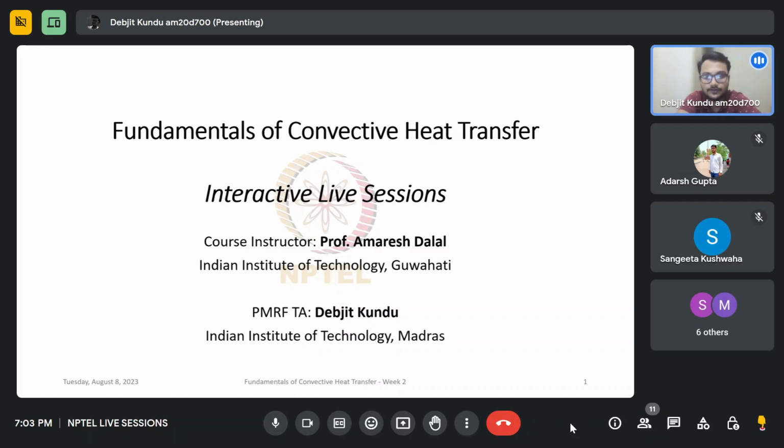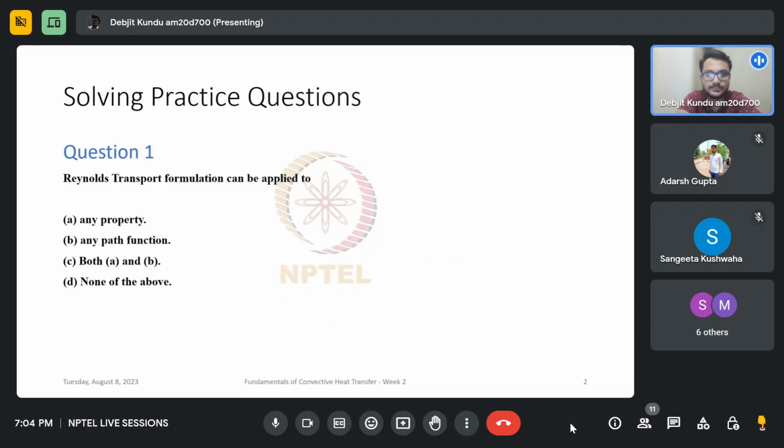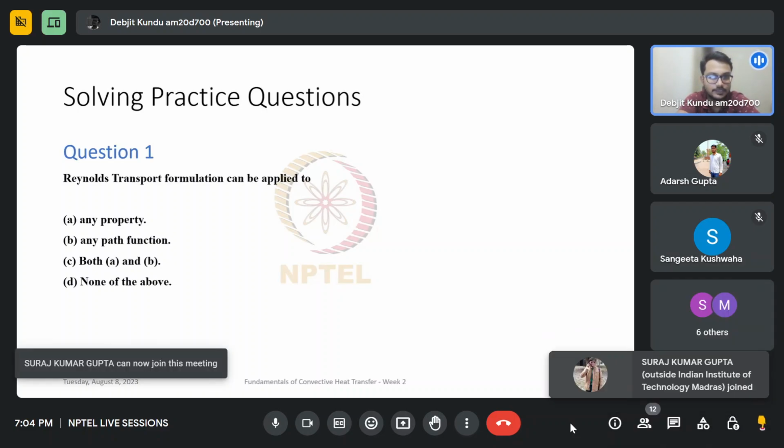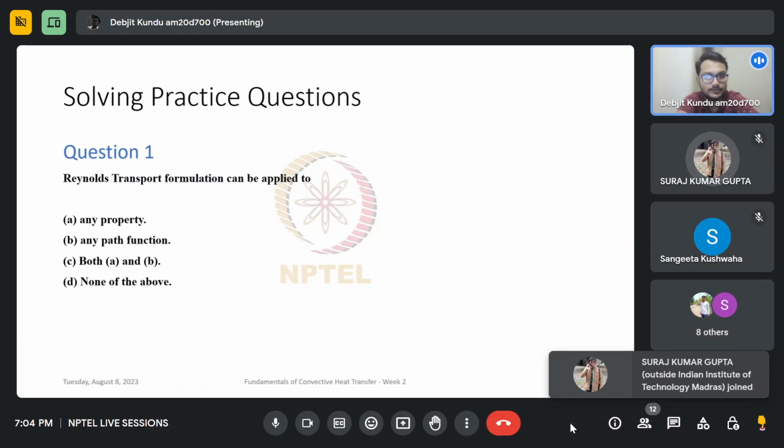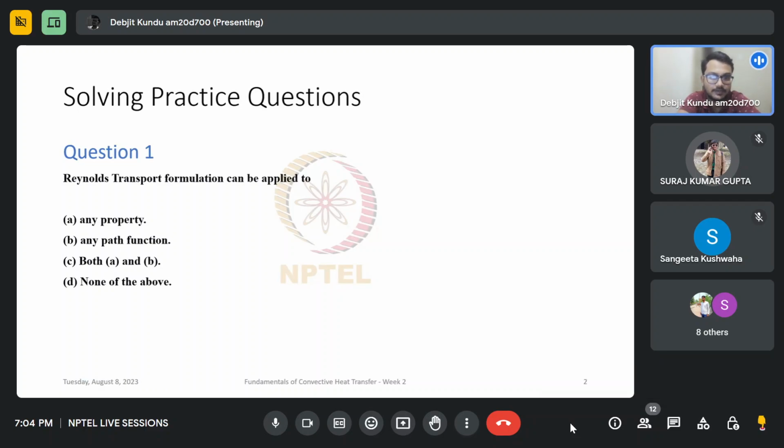Okay, so without any further ado, we will jump into the first question of today's session. So this is question number one, which is asking us that Reynolds transport formulation can be applied to what? There are four options given below. Option A, any property. Option B, any path function. Option C, both A and B. Or is it option D, none of the above? So once you have figured out the correct solution, you can either type it in the chat box or you can unmute and answer.